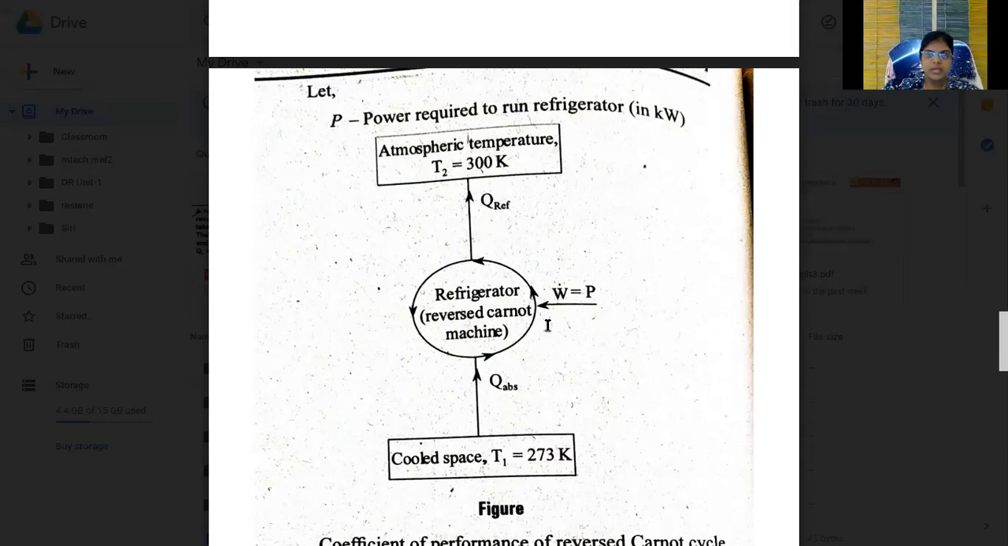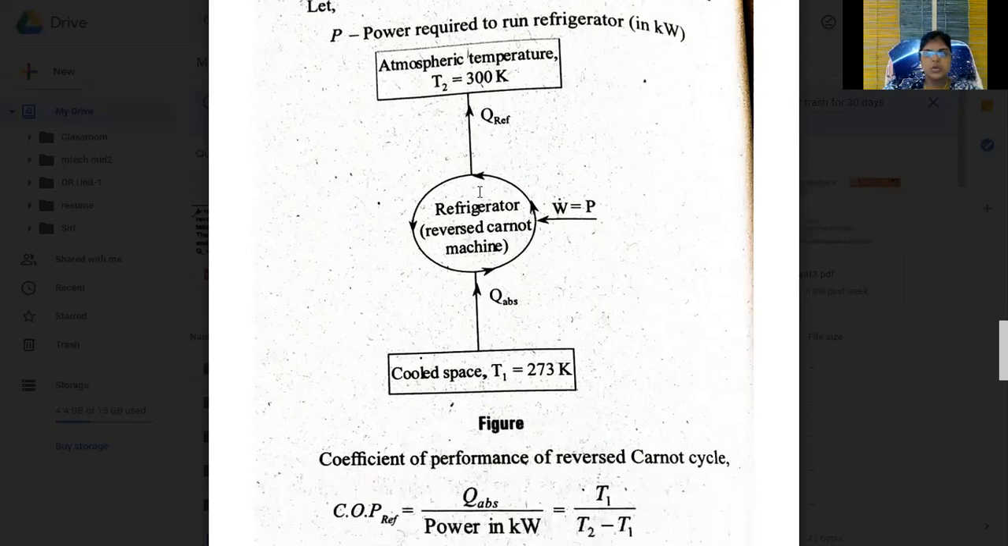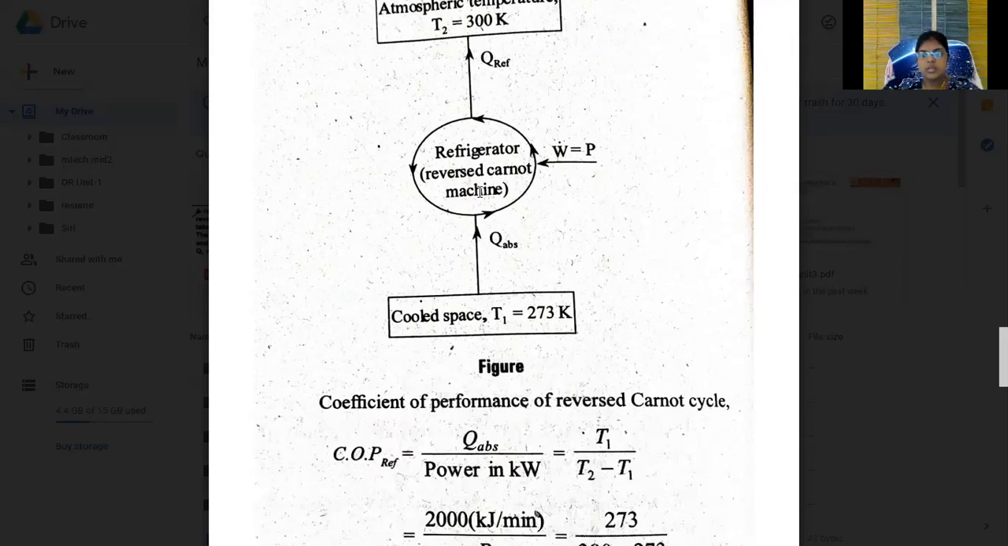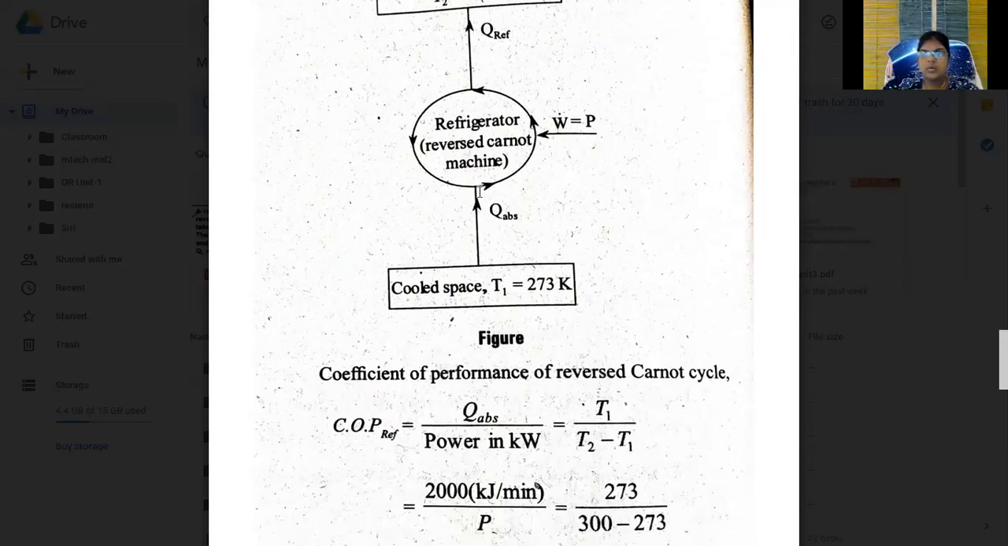So our hint is refrigerator. Definitely our arrow goes from lower temperature to higher temperature. So when heat flows from lower temperature to higher temperature, definitely we will supply work done, and work done is nothing but power. We will supply some amount of power, then the heat flows from lower temperature to higher temperature. In our sink, heat is absorbed, and heat is rejected to the atmospheric temperature. So in our heat pump and refrigerator, definitely we will calculate the coefficient of performance.